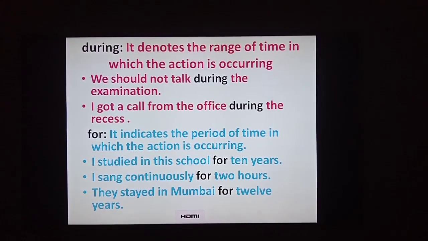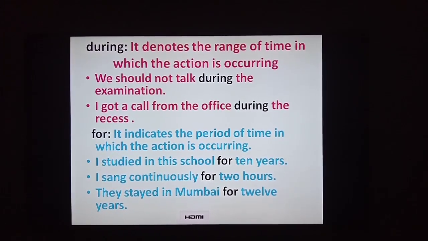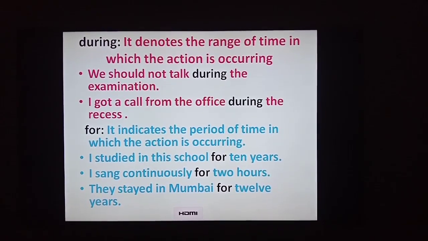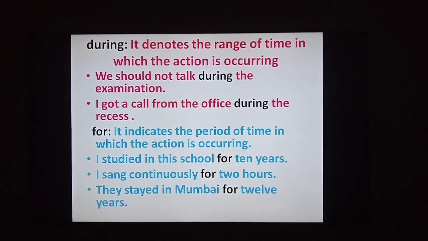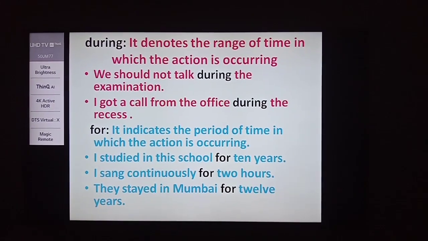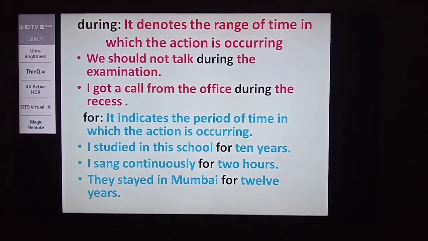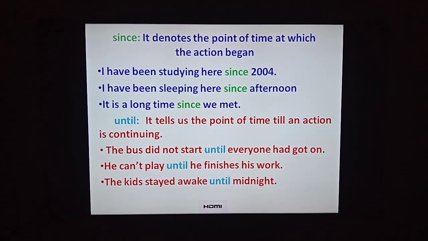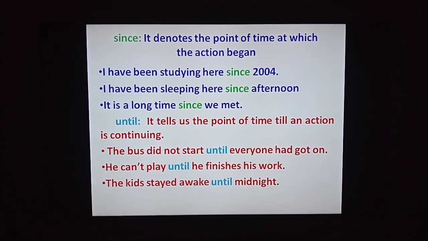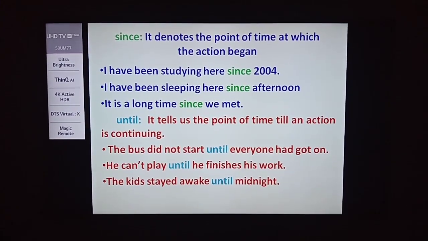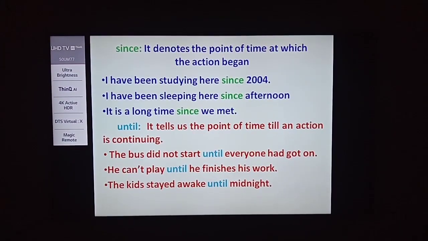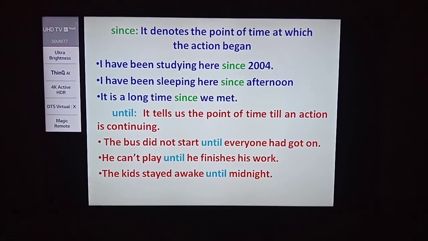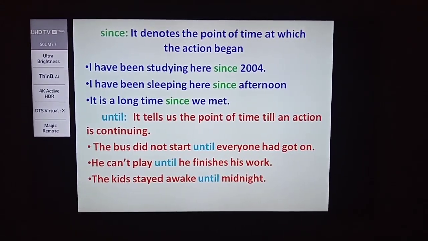Now let's come to the preposition for. It indicates the period of time in which the action is occurring. Here are the examples. I studied in the school for 10 years. I sang continuously for 2 hours. And the last one here is, they stayed in Mumbai for 12 years. Now we have the preposition since. Since denotes the point of time at which the action began. Now let's have a look at the examples here, children. I have been studying here since 2004. I have been sleeping here since afternoon. And the third one, it is a long time since we met.